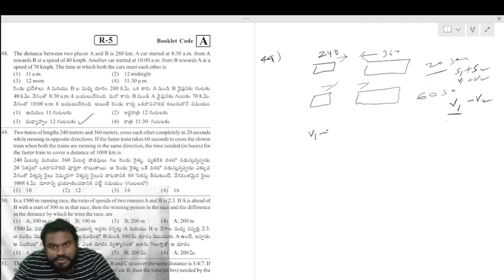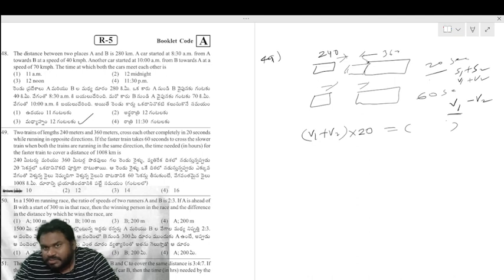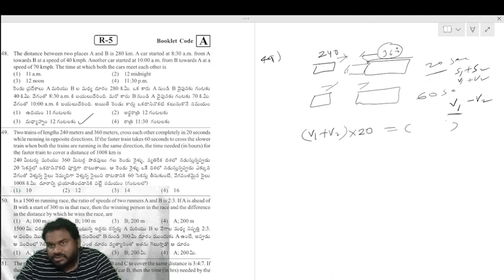So now V1 plus V2, velocity into time, time is 20, equals distance. So when one train is crossing the other train, when this train is at this point, what is the length it has to cover? From here to here it has to cover, that is 360 meters. But when this train comes to this point, its length is not yet crossed. So again, its length has to be crossed. So that is again 240.